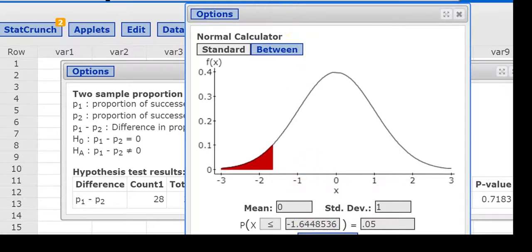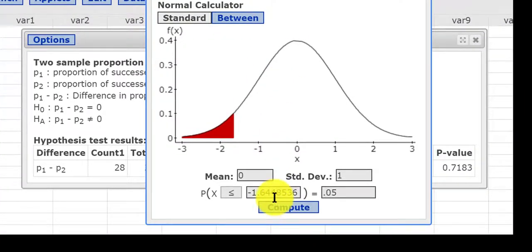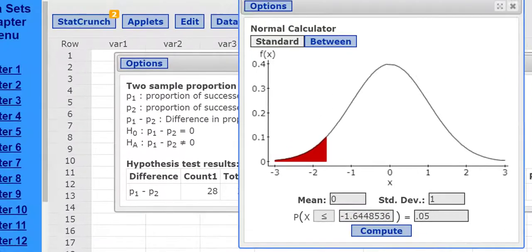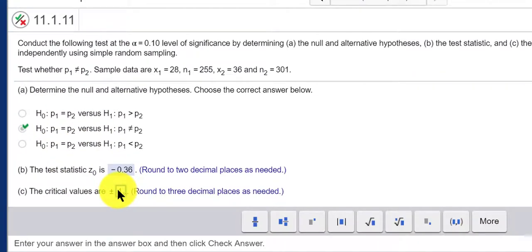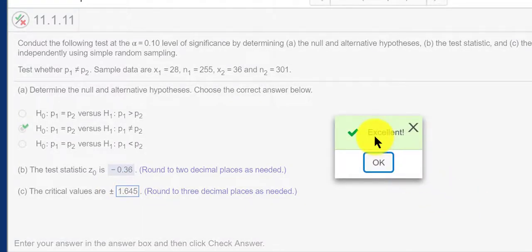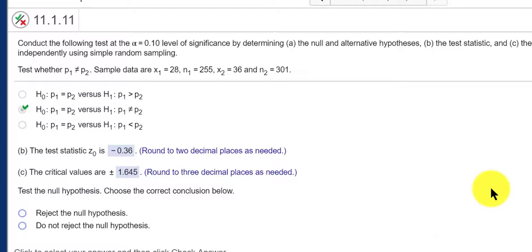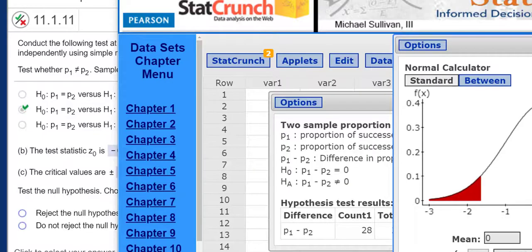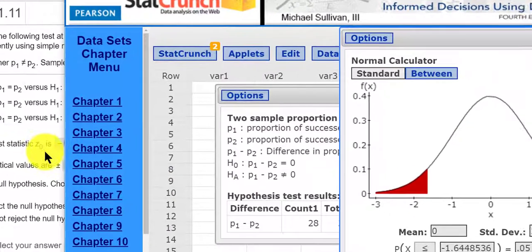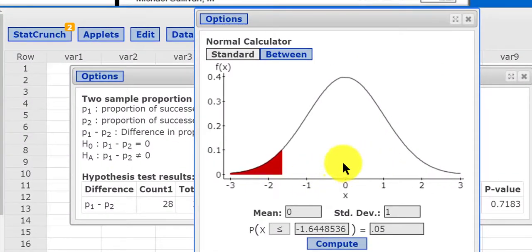And I think we have to round to 3 decimal places, so 1.645. Let's try it. 1.645. I check my answer, and we get the excellent. Okay, and then remember, our test statistic was this negative 0.36. So we want to know, if I can pull this back up, does negative 0.36 fall in this area, or really in this area.